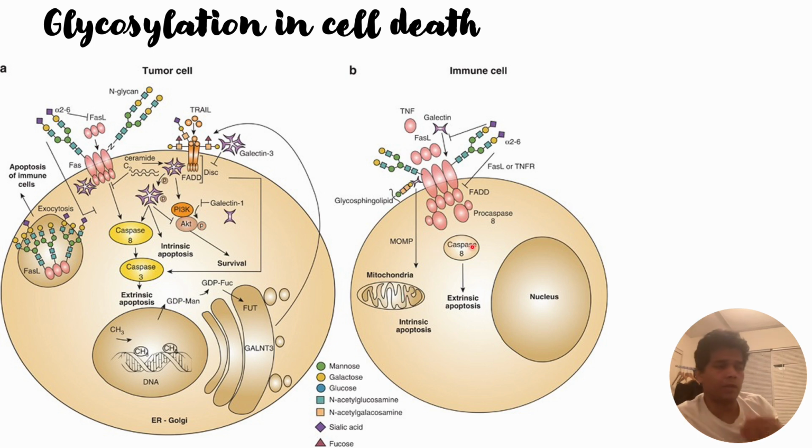So in the case of resting T cells, apoptosis can be triggered via galectin or glycophospholipid, and this usually happens to prevent an autoimmune response caused by overpopulation or an overcrowded population of these immune cells. So I hope you got an idea of how glycosylation is related to cell death, both in the case of tumor cells and the immune cells.